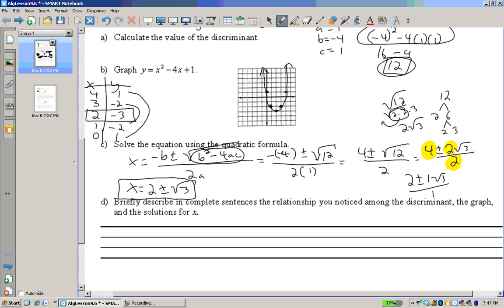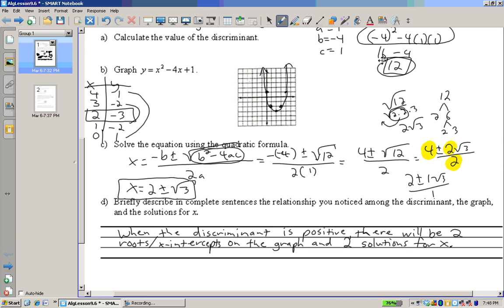Well, when the discriminant is positive, there will be two, you could call them roots or x-intercepts on the graph, and 2 solutions for x. And of course that's true for the real number system. That's the system that we deal with in Algebra 1.